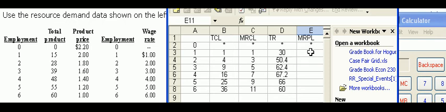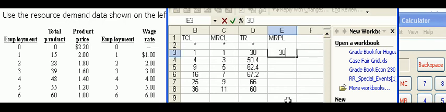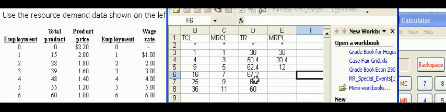So for the first worker, the marginal revenue product is 30. Then it goes from 30 to $50.40, so that's $20.40. And then from $50.40 to $62.40, that's a difference of $12. And then from $62.40 to $67.20, that's $4.80. And really, we don't need to go much further than this, because now total revenue is going to start to tank. And of course, we wouldn't be hiring any workers if total revenue were falling.